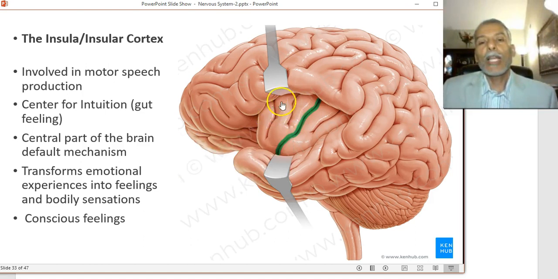The insular cortex is a center that enables you to feel your emotions physically so that they become feelings. Emotions are unconscious things, but once you feel them, they become feelings. They become conscious emotions.